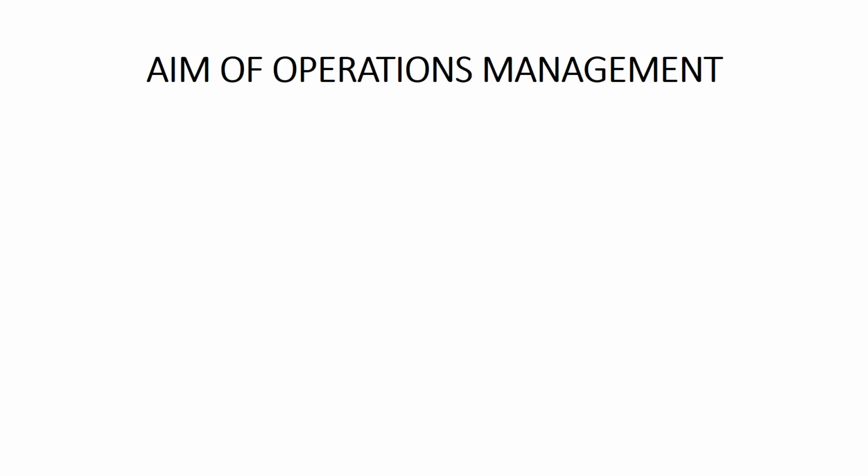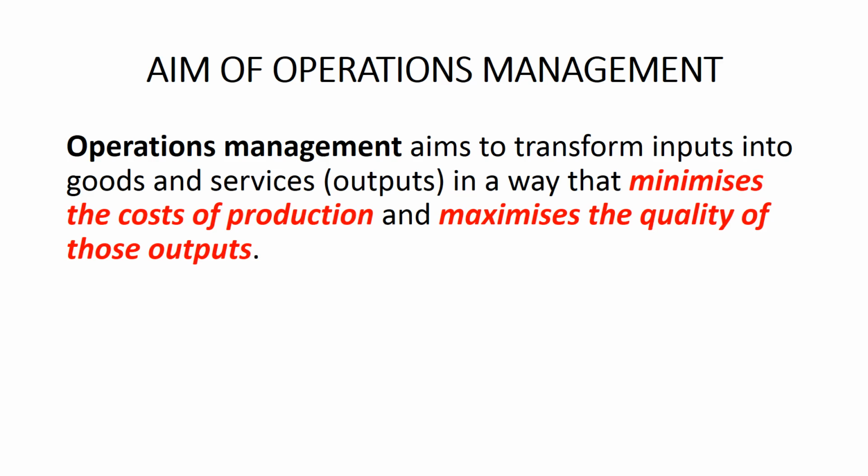You'll recall that operations management is the management of resources and functions within a business, that is, the management of the operations system, to transform inputs into goods and services, that is, outputs, in a way that minimises the costs of production and maximises the quality of those outputs. Accordingly, the aim of operations management is to transform inputs into goods and services, or outputs, in a way that minimises the costs of production and maximises the quality of those outputs.